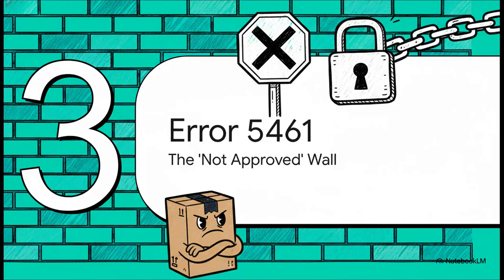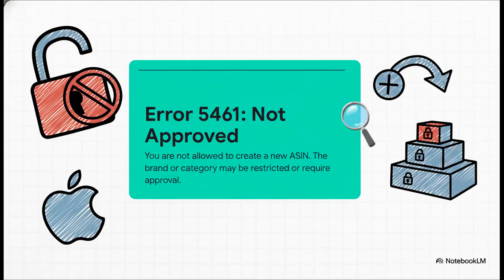Just the name. Okay, next up is error 5461. And this one feels a little different. It's less like you made a typo and more like Amazon just put up a giant stop sign right in front of you. See, this error isn't about having the wrong data. It's about having the right permission. It just means you're not allowed to create a new product page for this item, usually because the brand or the whole category is restricted. Think of big brands like Apple. Amazon keeps a really tight leash on who can create new listings for their products.